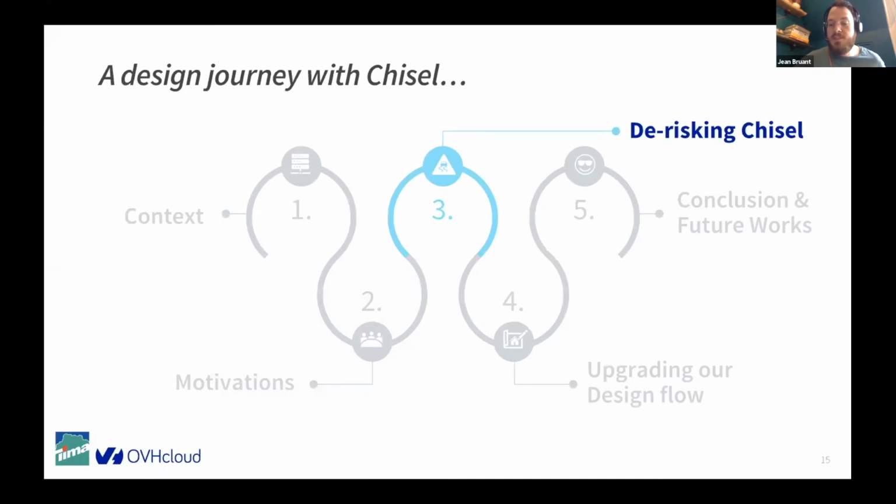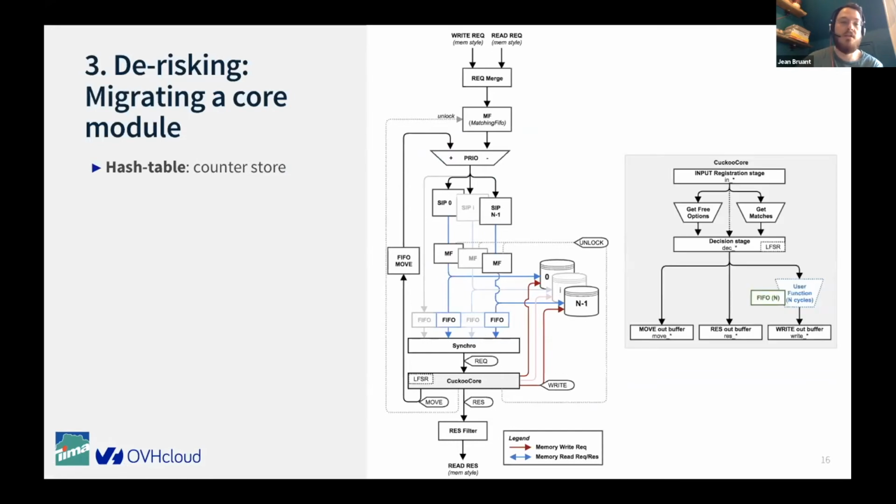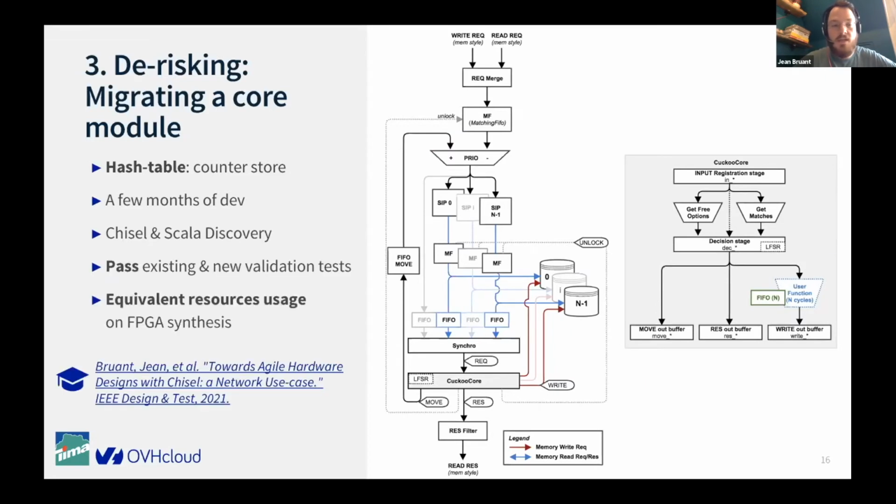So now, when we started to look at Chisel, we had to assess that it was ready for us. And what I did as a first step in my PhD was to look at one of our biggest modules, which is actually a simple counter store, just to count the number of packets or bytes in a flow from one given IP address to another, or such kind of flow. And it took me a few months of dev. At the same time, I was discovering Chisel and Scala. And I managed to pass existing and new validation tests. And the most important, get the equivalent resource usage for the same throughput after FPGA synthesis. So I published an article this year about that.